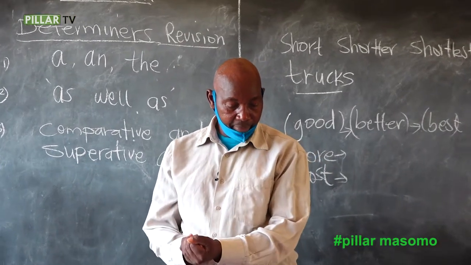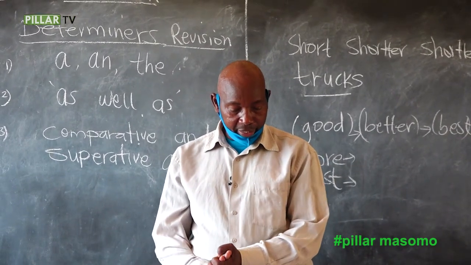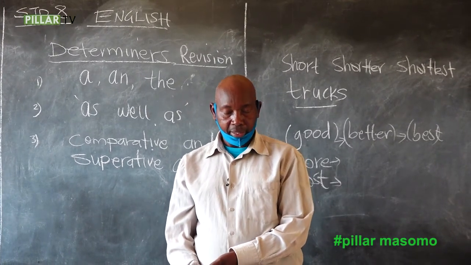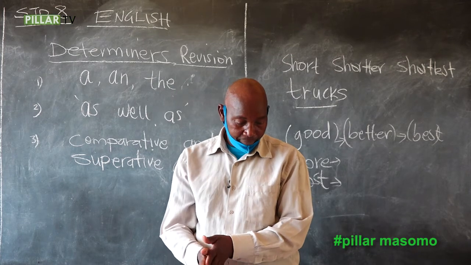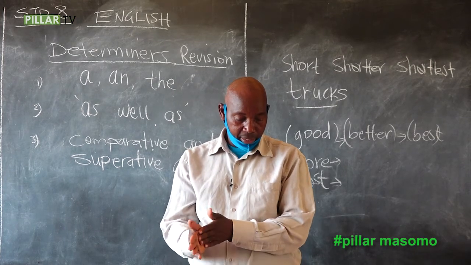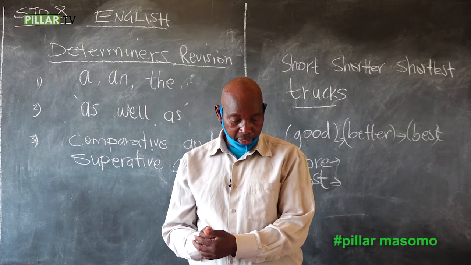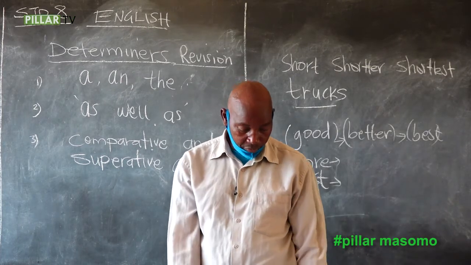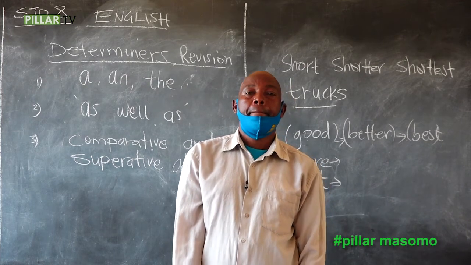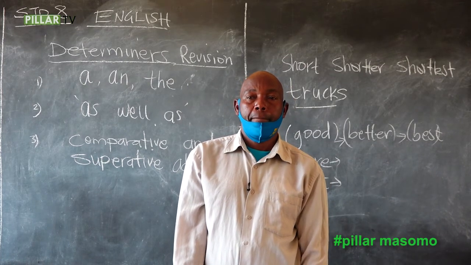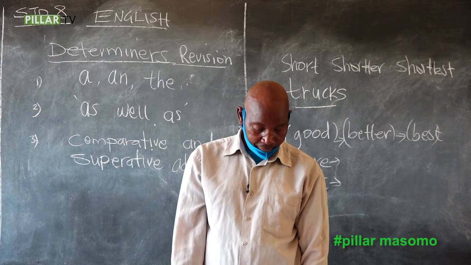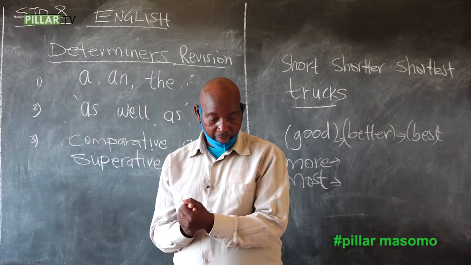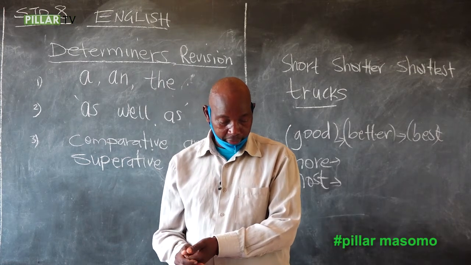I have a sentence here. My brother is the dash lazy pupil in his class. Yes, who can do this one for us? Yes, my brother is the laziest pupil in his class.